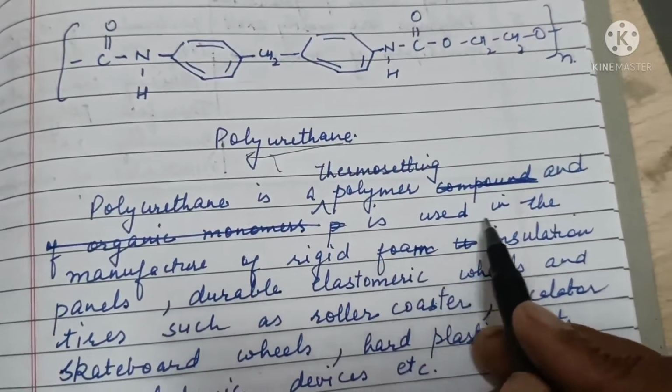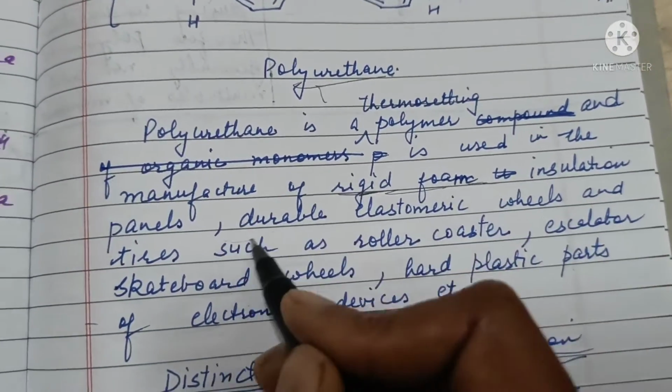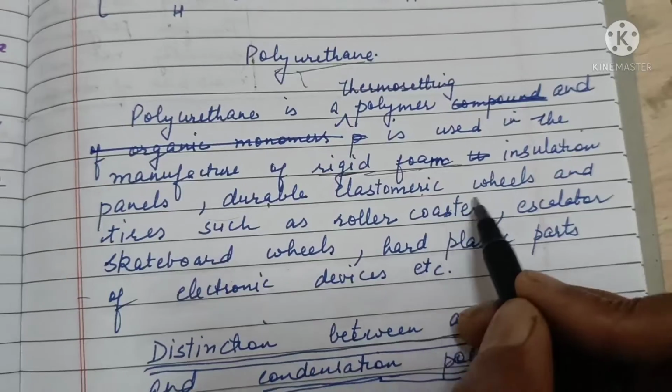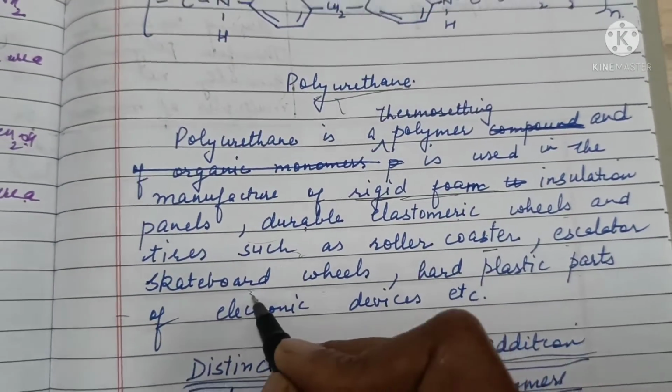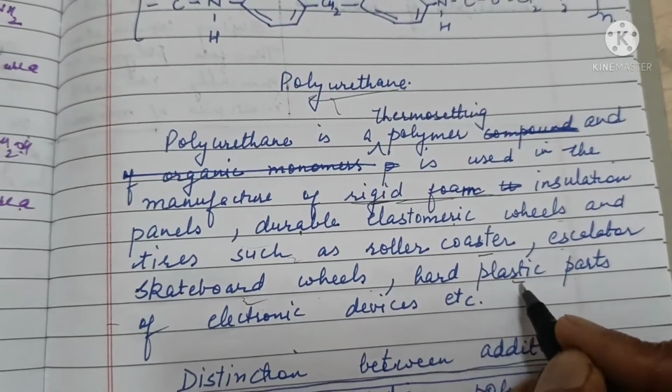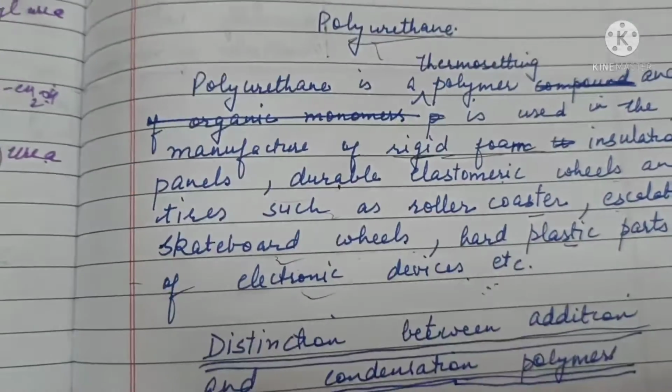It's a thermosetting polymer and is used in the manufacture of rigid foam insulation panels, durable elastomeric wheels and tires such as roller coaster, escalator, skateboard wheels. Hard plastic parts of electronic devices are all made up of this polyurethane.